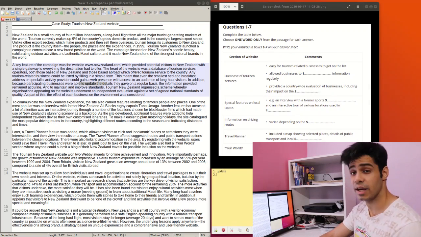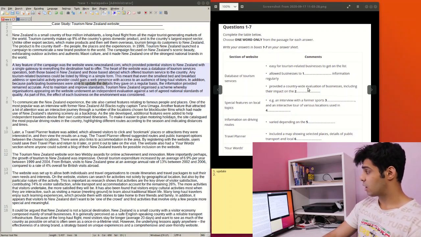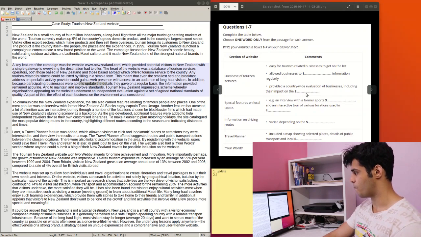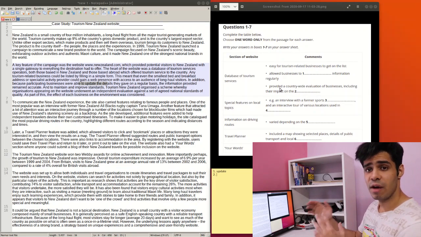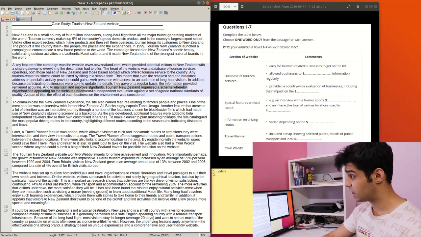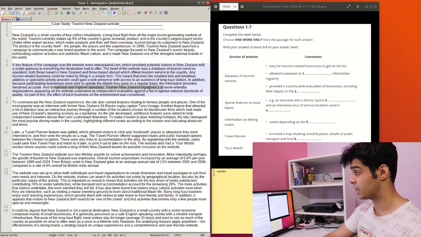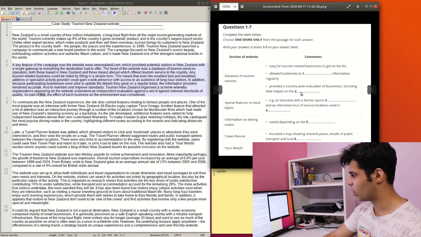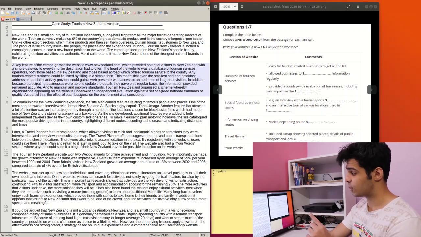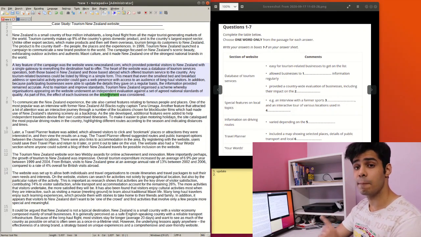Okay, so we're ready to solve the second one. Provided a country-wide evaluation of businesses, including their impact on the blank. So when it comes to the evaluation of businesses, we have actually read something about this in the last line itself. To maintain and improve standards, Tourism New Zealand organized a scheme whereby organizations appearing on the website underwent an independent evaluation, evaluation of businesses, against a set of agreed national standards of quality. Okay, so we want to tell their impact on the what? Well, what are we measuring? We actually saw this here, and this was, as a part of this, the effect of each business on the environment. So their impact on the environment was considered.